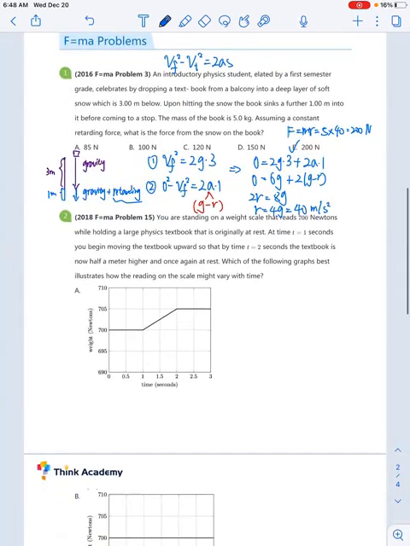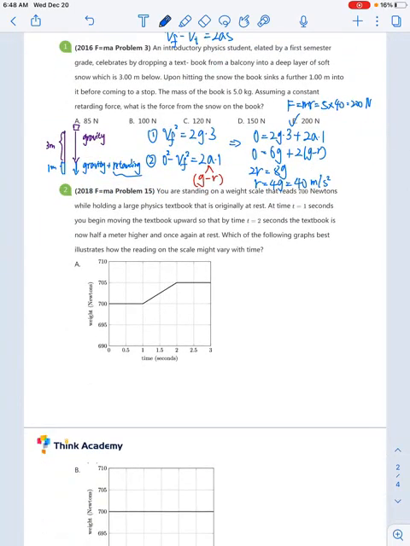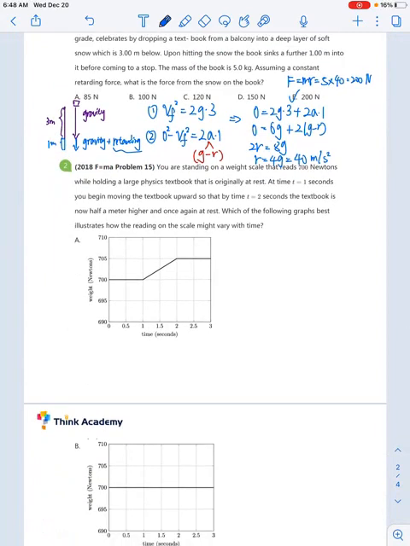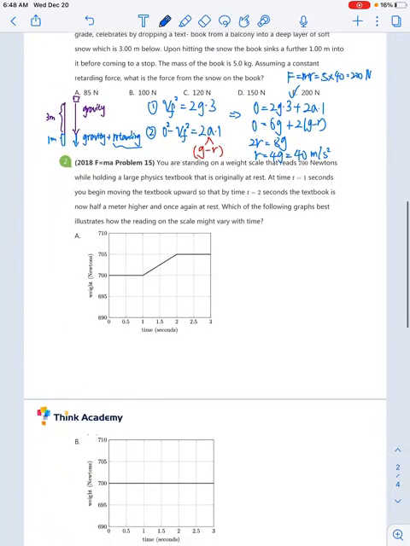And for the second problem, we are standing on a weight scale that reads 700 newtons while holding a large physics textbook that is originally at rest. And at time t equals 1 second, you begin moving the textbook upward, so that by time t equals 2 seconds, the textbook is now half a meter higher and once again at rest. Which of the following graphs best illustrates how the reading on the scale might vary with time?